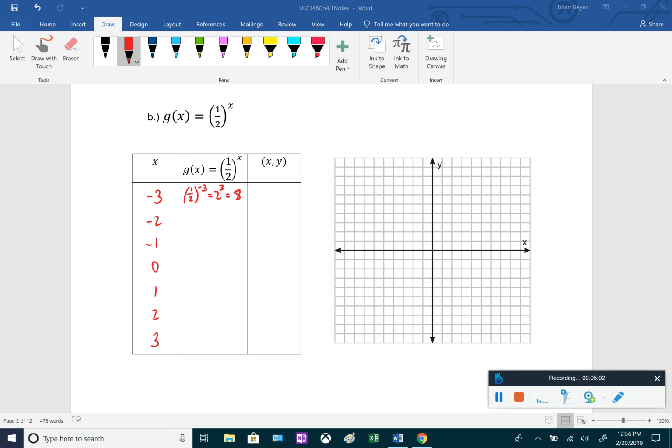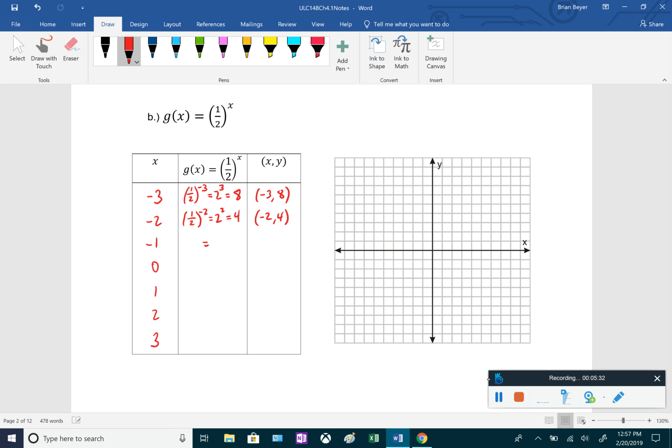So if it's a negative exponent, you reciprocate the base, and then you make the exponent positive. So that gives us the coordinate negative 3, 8. Plug in a negative 2. So 1/2 to the negative 2 becomes 2 to the positive 2, which is 4. So negative 2, 4.